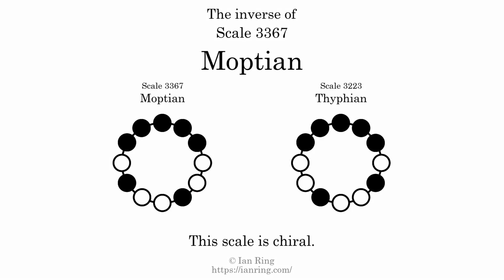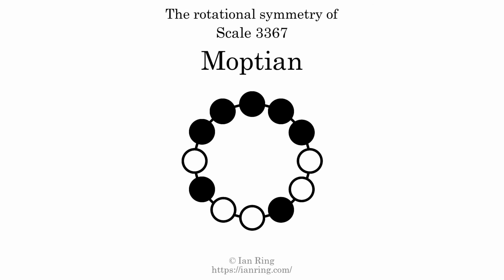The inverse of a scale is a mirror image. It is what you get when the sequence of intervals is reversed. The inverse of this scale is scale 3223, also known as Thiefian. This scale is chiral. It cannot transform into its inverse by rotational transformation. This scale has no rotational symmetry.